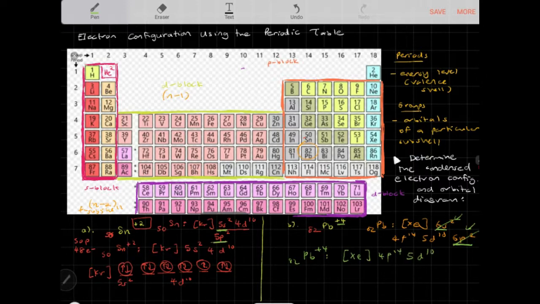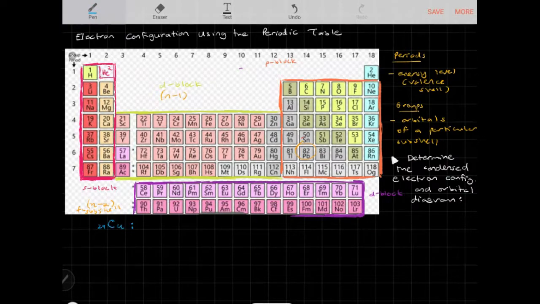4f14 5d10. Okay, so this is what your new electron configuration looks like. And then if you're going to draw this out, you write down Xenon, right, 4f14, well, you have to draw out 7 f orbitals here. This should be spin paired. So this is 4f14, and you also need 5d10. So this also should be spin paired as well. Okay, so this is your orbital diagram, 5d10. That's the idea behind it.